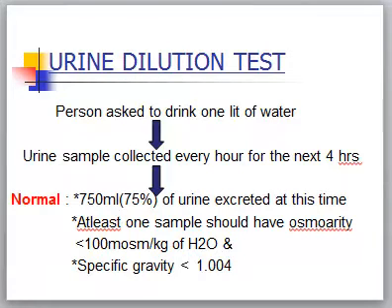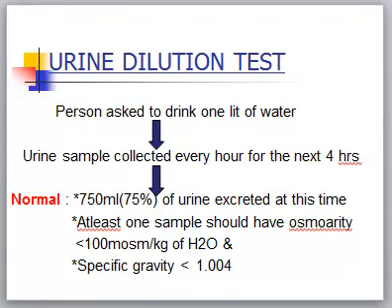Osmolarity should be about 50 milliosmoles per kilogram. So there is a procedure: the person has to drink 1 liter of water, otherwise 1.2 liters, and urine samples are collected every hour for the next 4 hours. Normally 750 ml, 75% of the water load, is excreted in this time. At least one sample should have osmolarity as low as 100 milliosmoles per kilogram, and the specific gravity should be normal. These are the things we are seeing in the urine dilution test.